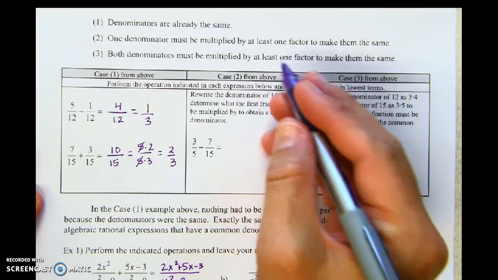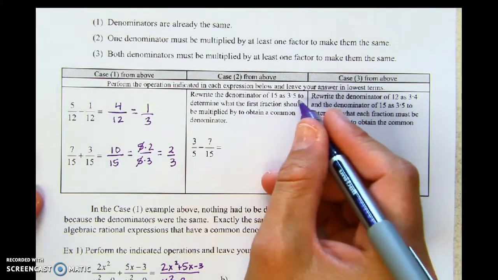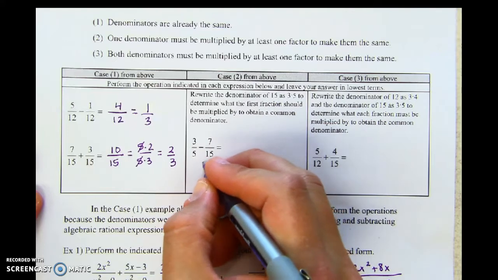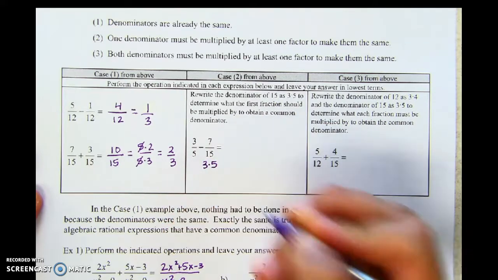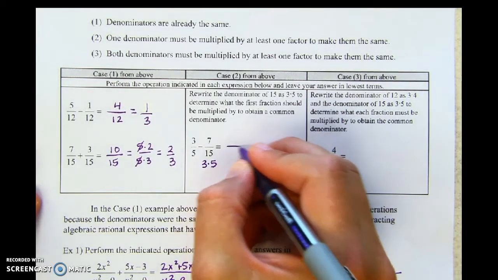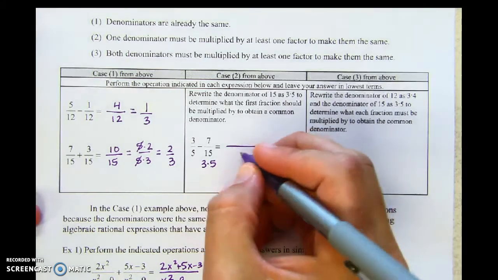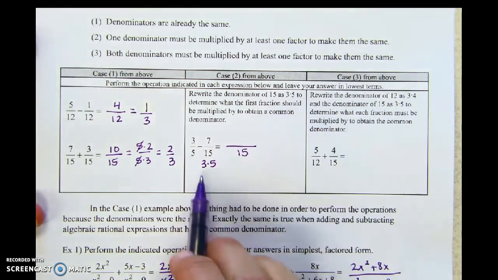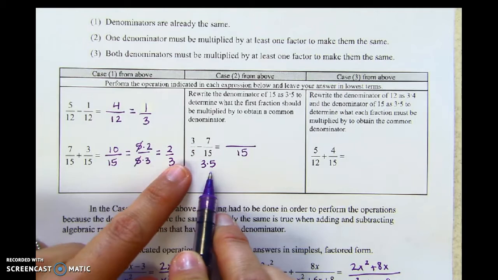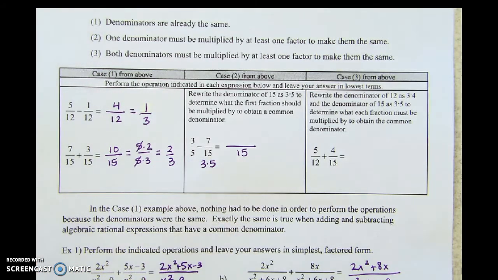Now, case 2 means one denominator needs to be multiplied. So we're going to factor first, okay? So factor first. That's our big idea today. Do you see how we have 3 times 5? Okay. So what will our common denominator be, everyone? What will it be? It will be 15. Okay. They both have the 5, right? So what does this one need? This one only needs the 3.